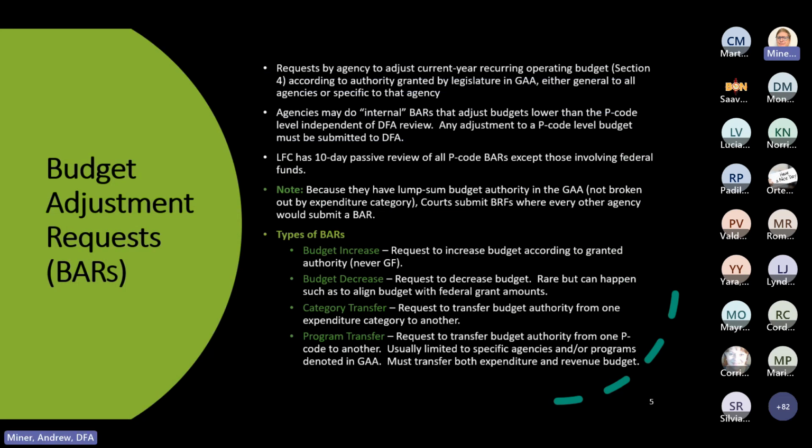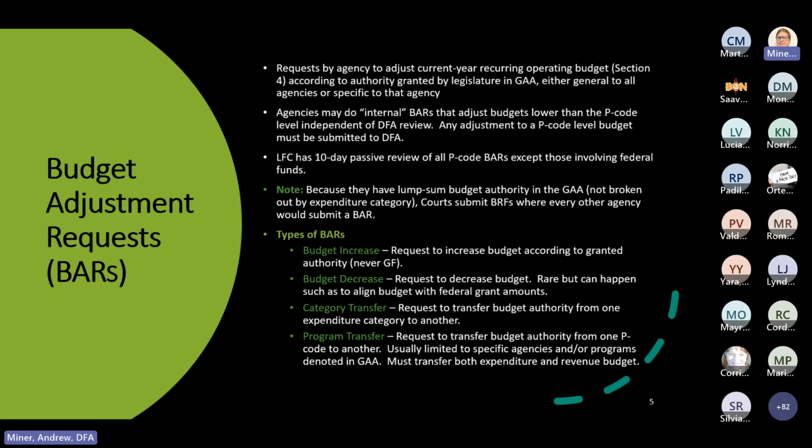So now let's get into bars. Like I said, the most complicated and involved type of budget management document that you will submit to us. Okay, so again, a bar is a request by an agency to adjust their current year recurring operating budget, right? Their budget that is found in section 4 of the budget bill. And that's according to authority granted by the legislature, either in the GAA, and it could be either general to all agencies or specific to that agency.